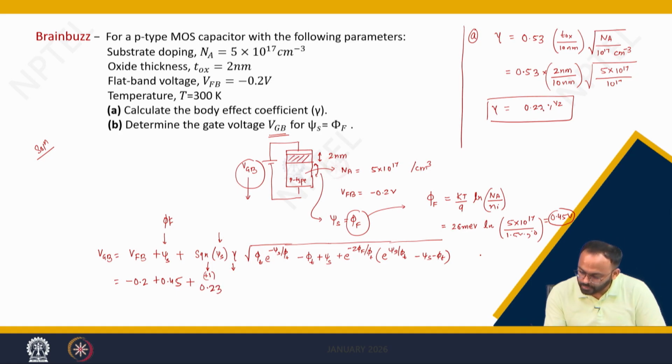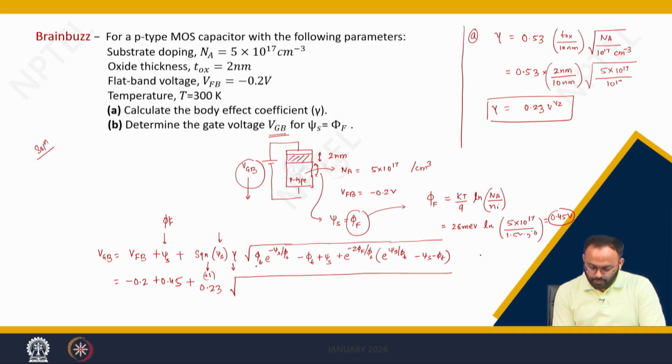Gamma value we just calculated, which is nothing but 0.23 volt to the power half, into phi t. Phi t is what? 26 milli electron volts, into e to the power of minus phi f by phi t, because surface potential is now phi f, minus phi t plus phi f plus e to the power of minus 2 phi f over phi t, e to the power of phi f by phi t. Here another term phi t will come, minus phi f minus phi t.